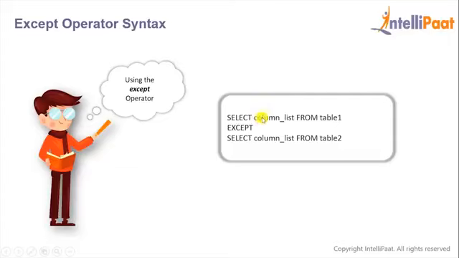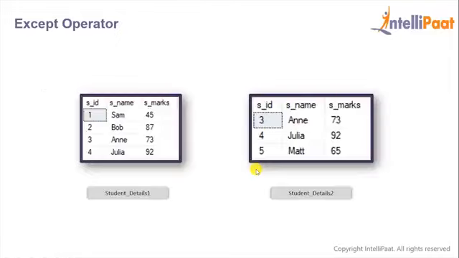We'll give the first select statement. After that, we'll give the except operator. Following which, we'll give the second select statement. Now, you also need to keep in mind that the number and order of columns must be same in both the select queries. And we'll be implementing the except operator on these two tables. So we have the student details 1 table, which has the columns SID, SName and SMarks and has these 4 records. And the other table is student details 2, which has the same columns and comprises of these 3 records.